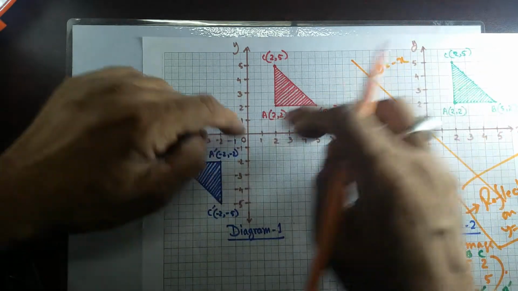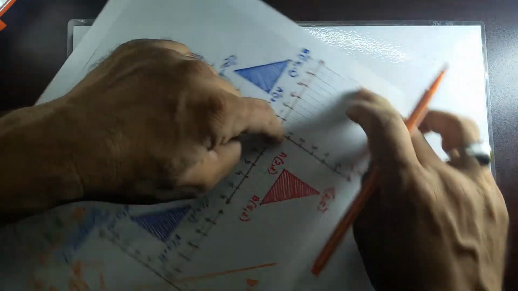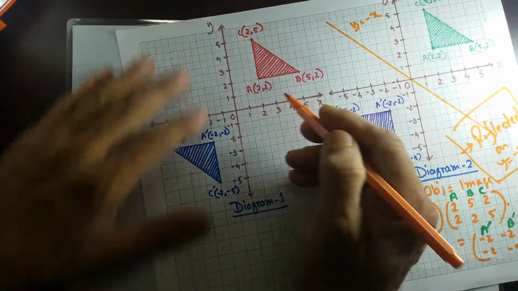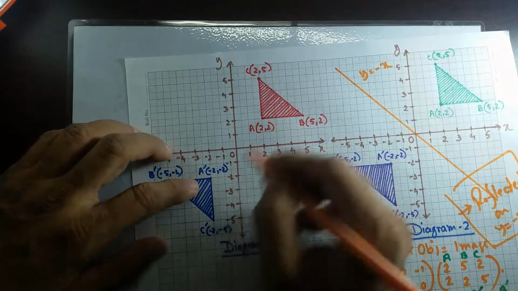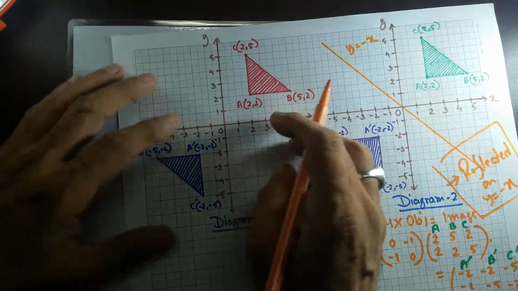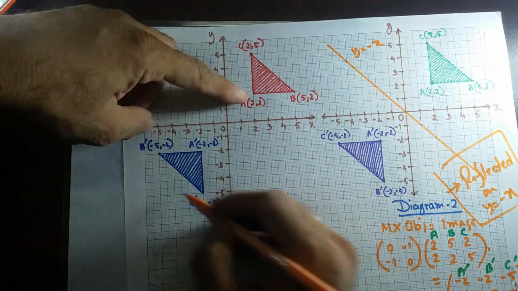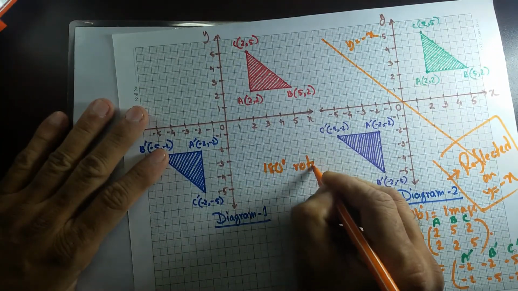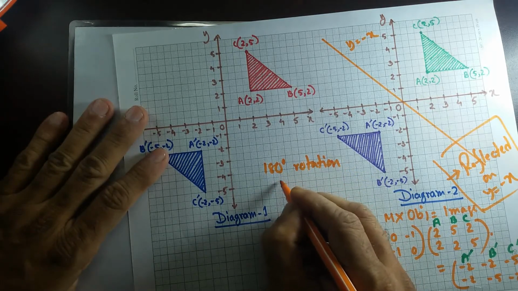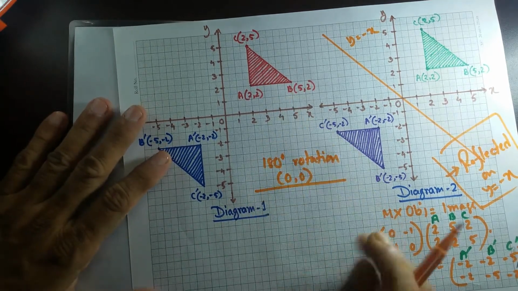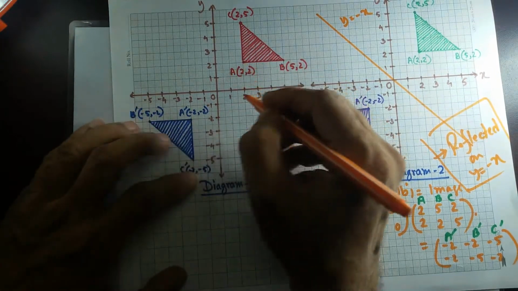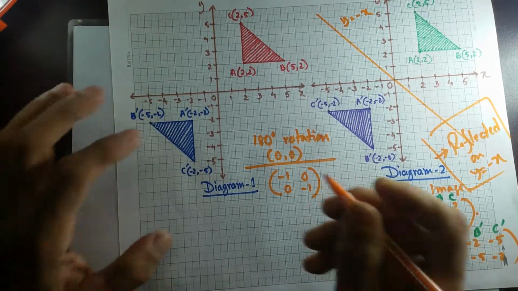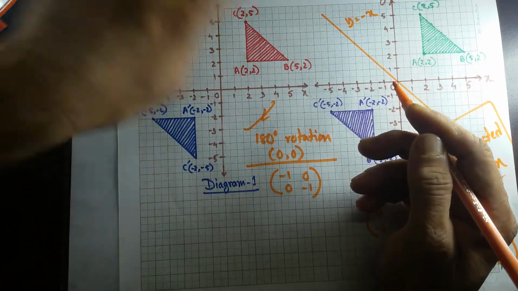Now if I rotate it 180 degrees through this origin, I can see that this purple and this red actually look the same. So one way to see it is that this is a 180 degree rotation, clockwise or anticlockwise, it doesn't matter. When I rotate this, B comes over here followed by C. So this is a 180 degree rotation about the origin (0, 0). And we know that whenever we rotate 180 degrees, the transformation matrix is (minus 1, 0; 0, minus 1).